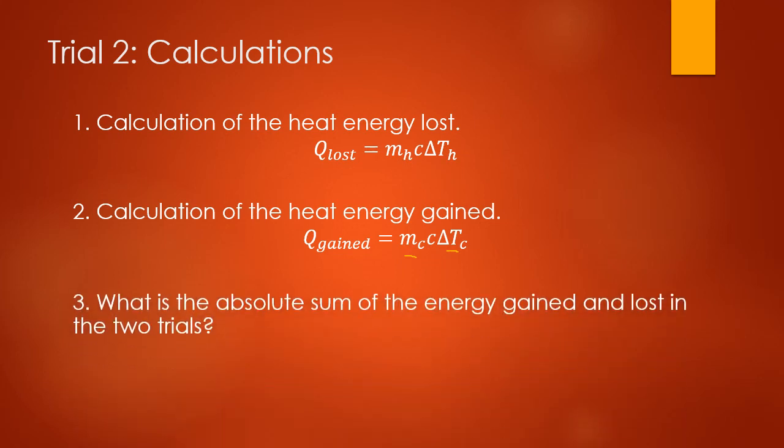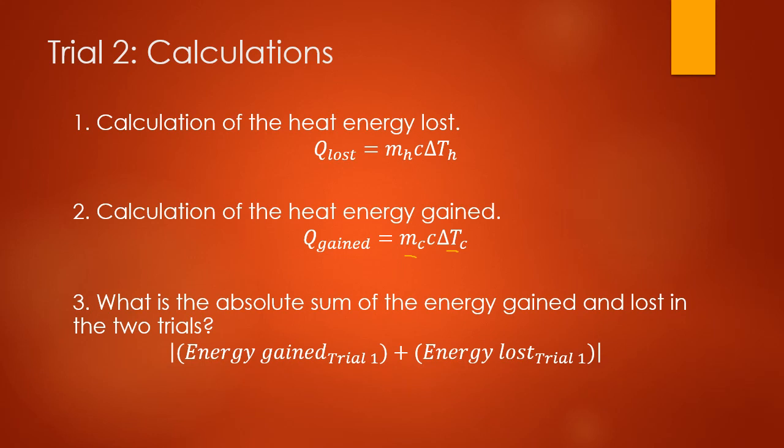Last but not least, the absolute sum of the energy gained and lost. So whatever you calculated for those first 2 calculations, add those 2 values together. One of them is going to be positive, the other is going to be negative, and report your answer in calories.